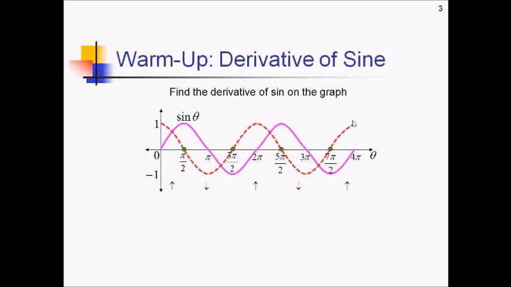In fact, hey, bonus points if you can identify this function here. Is there any function that starts at 1 and keeps oscillating between 1 and negative 1? Oh yeah, it's the cosine function. The derivative of sine, then, is cosine. That's kind of cool.